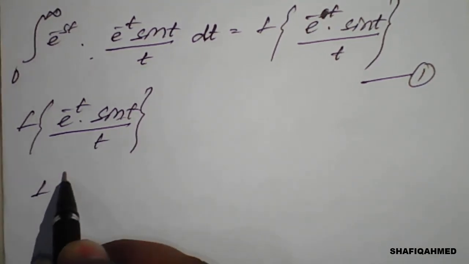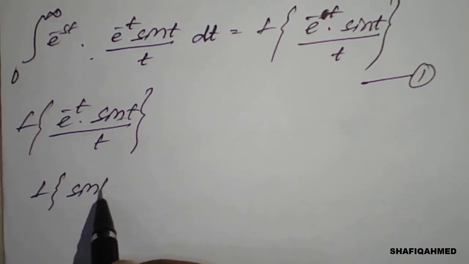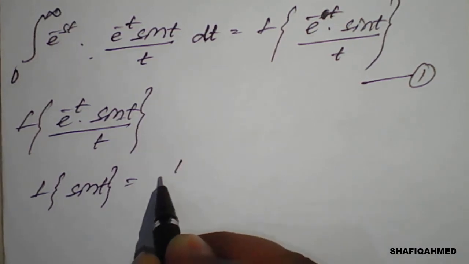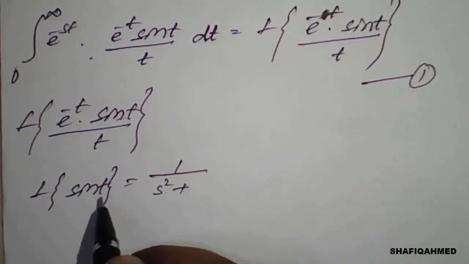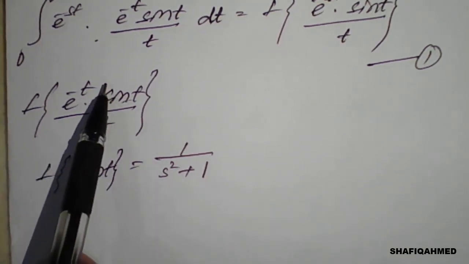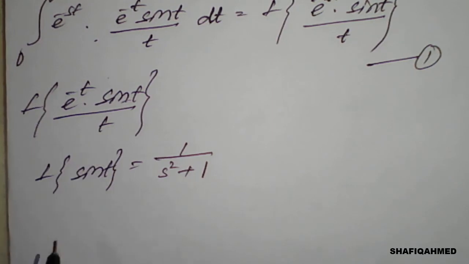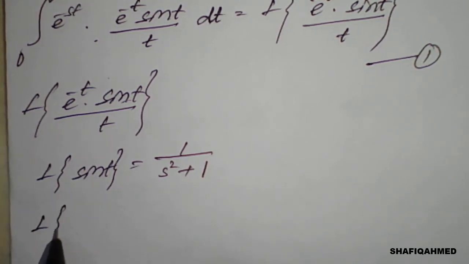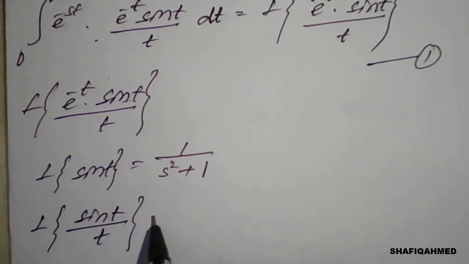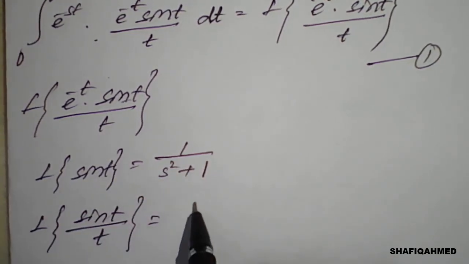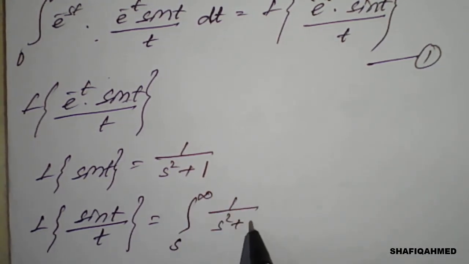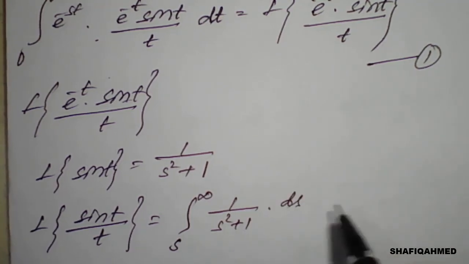So first I will find the Laplace transform of sin t. Laplace transform of sin t is 1 upon s square plus 1 square, and 1 square is 1. Now I will apply property number 3. So 1 upon t, that is the Laplace transform of sin t divided by t. If I take t, what happens here? It will be integration s to infinity 1 upon s square plus 1 into ds.